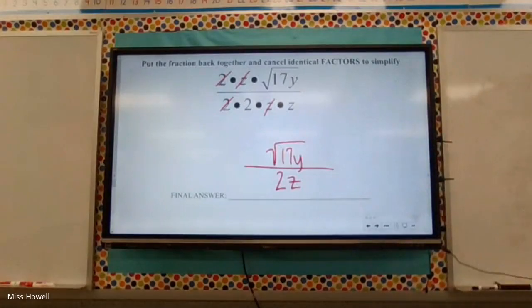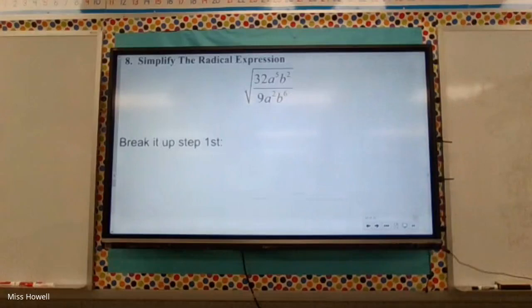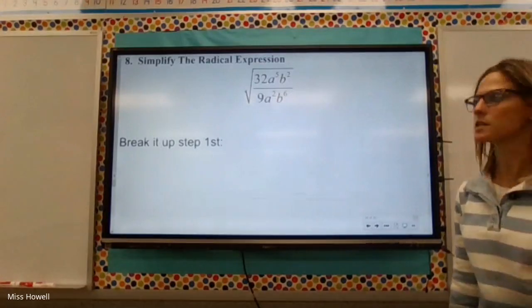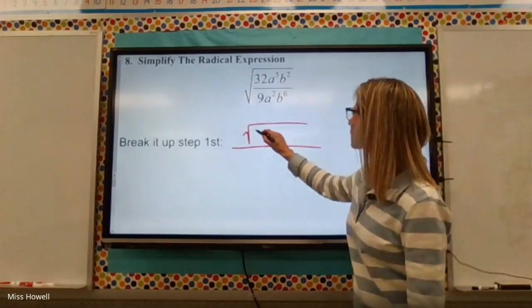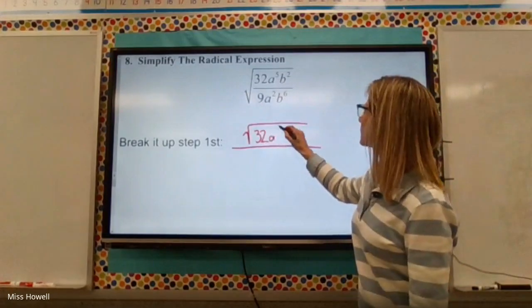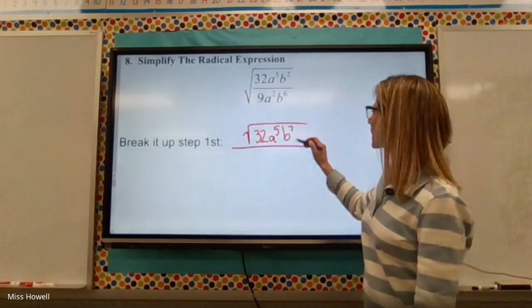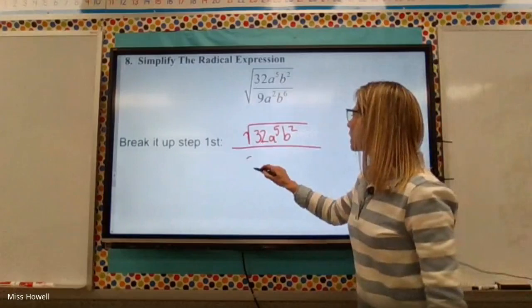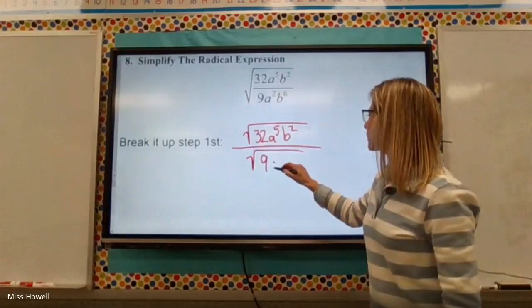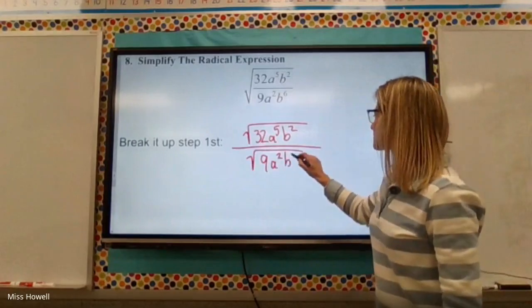All right, let's try another. These are a little bit tricky. All right, we want to simplify here the square root of 32 times a to the 5th times b squared. So my first step is I'm going to make that one individual square root on the top, 32 a to the 5th b squared, before I even go to my 2 work blocks. And then all over our square root of 9a squared b to the 6.